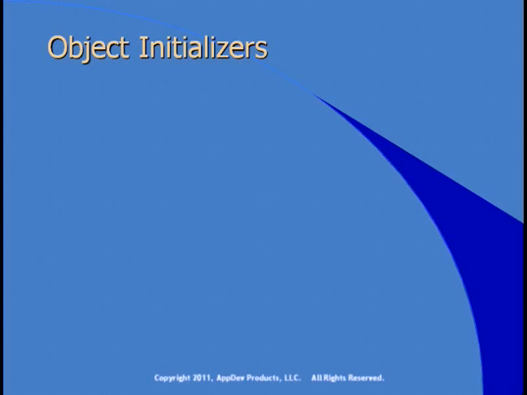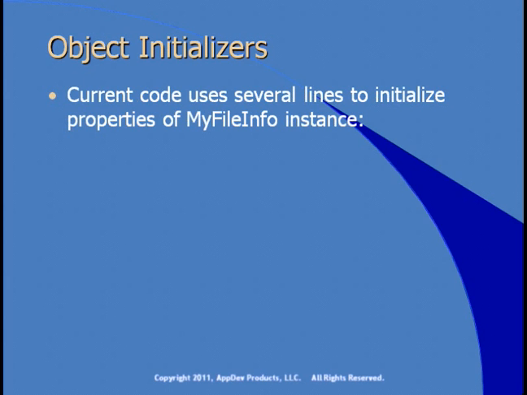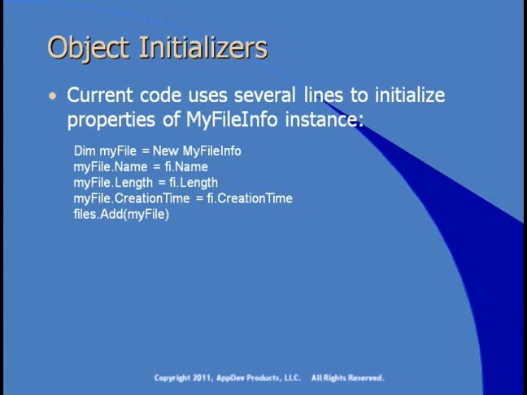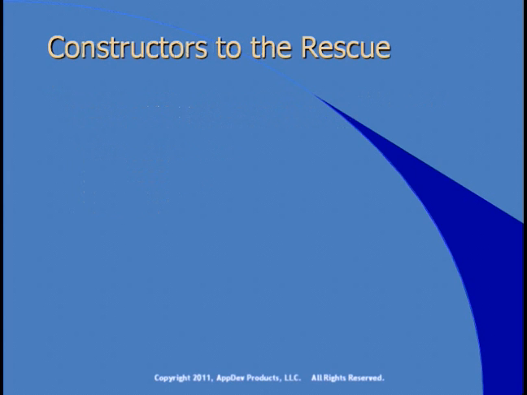If you'll remember, the current code uses several lines of code to initialize properties of that MyFileInfo instance. That is, we write code like this: Dim myFile = New MyFileInfo, and then we set each property individually. myFile.Name = fi.Name, myFile.Length = fi.Length, myFile.CreationTime, and you have to type all this stuff. And then we add that new instance, myFile, to our collection of files. Wouldn't it be great if there were an easier way to initialize that MyFileInfo instance? And there is.